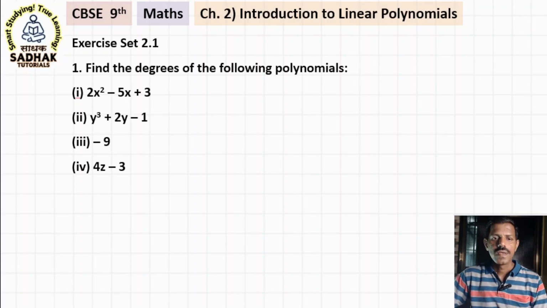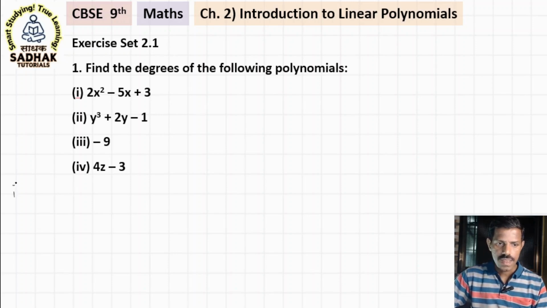Hello friends, today we are going to solve exercise set 2.1 from the CBSE 9th standard maths syllabus, chapter number 2, introduction to linear polynomials. So the first question we can see: find the degrees of the following polynomials. The first polynomial that is given is 2x square minus 5x plus 3.